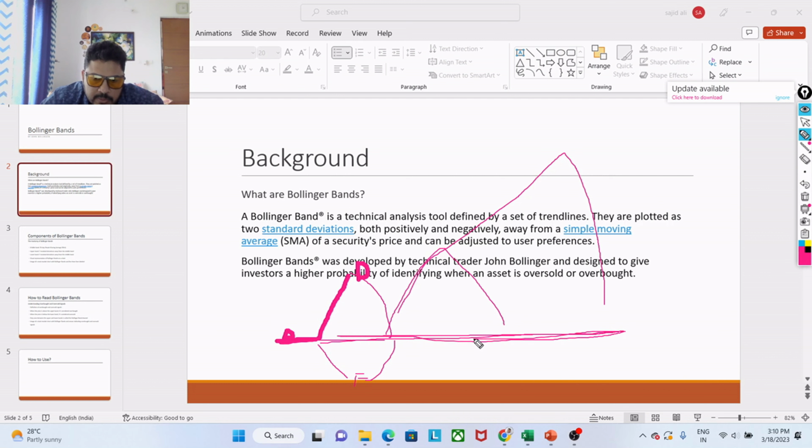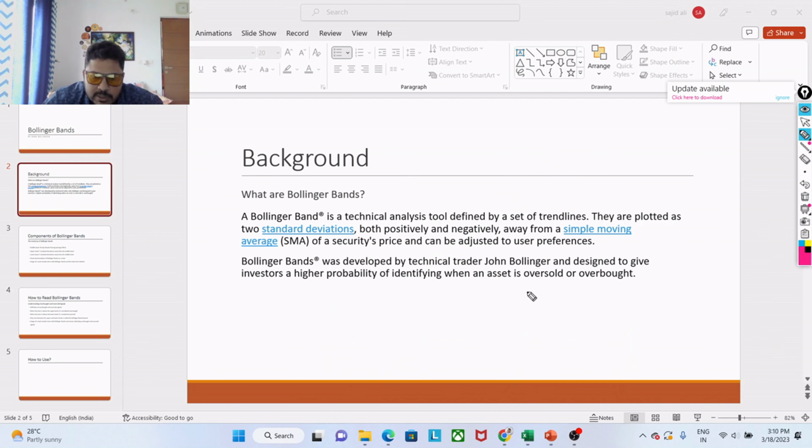Whatever goes a little far from the mean, or you can call it the average, will return back to its original form sometime or the other. So in simple language, this is the standard deviation, for you to understand. Now this was developed by John Bollinger, and he used to trade this and only this model. There are a lot of variations, and people are using this indicator, which is easily available on any of the trading platforms.